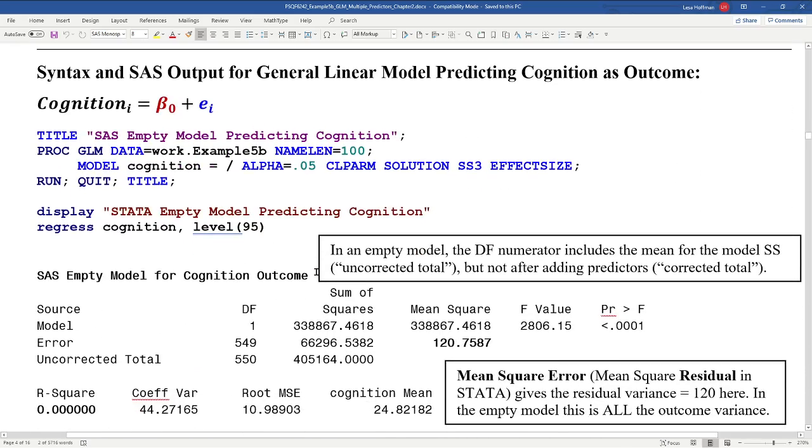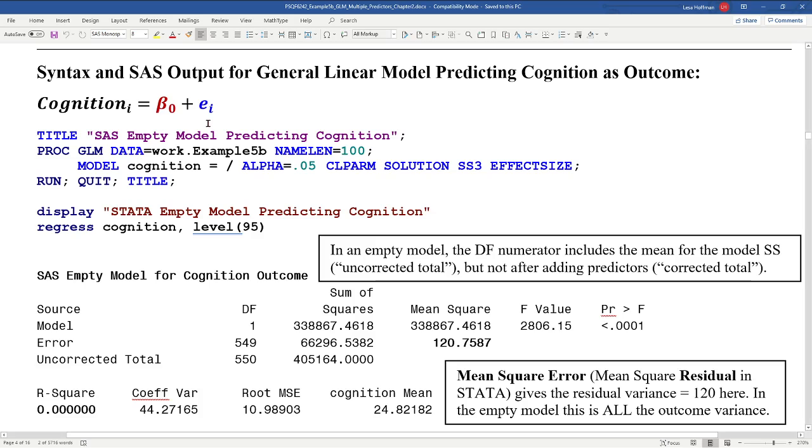Okay, so then we can dive into the process of modeling. So cognition is our outcome. So cognition for each individual, that's why we have an i subscript. We're going to start with an empty model in which there are no predictors. So each person's predicted cognition is just given by beta 0. In a model with no predictors, beta 0 is going to take on the mean of cognition. If you don't know anything else about a person, your best guess for their outcome is just the mean for that variable, because the mean is supposed to be the most likely.